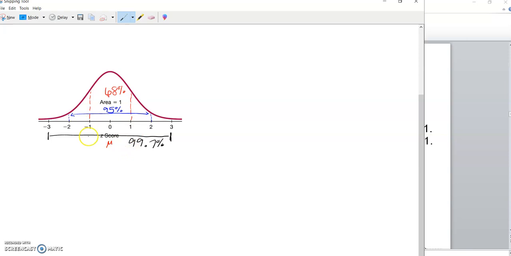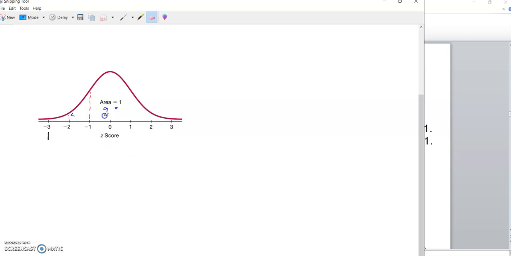And so that's how we would answer questions. They would ask what percent is between here and here, and we would say 68%. So now what we're getting at are problems where it's not necessarily lining up with these endpoints.